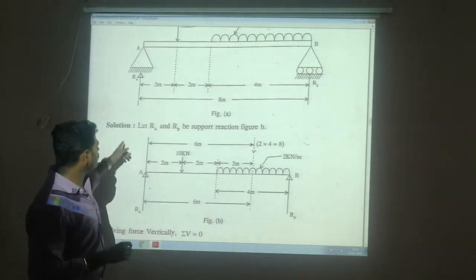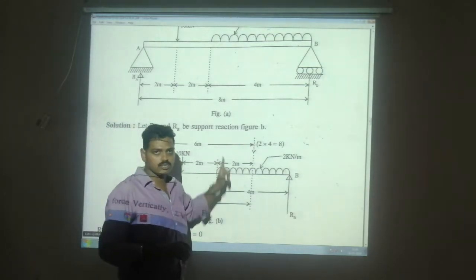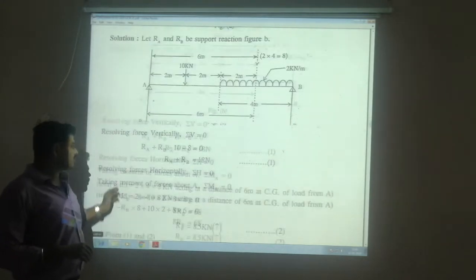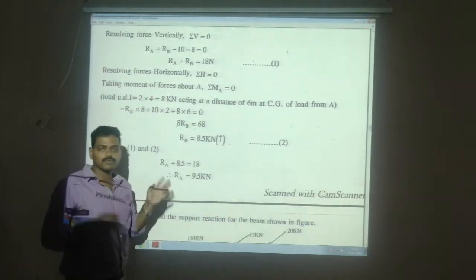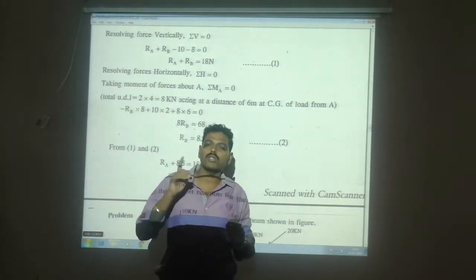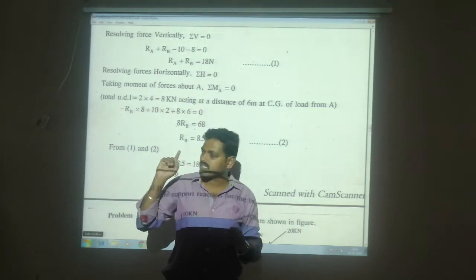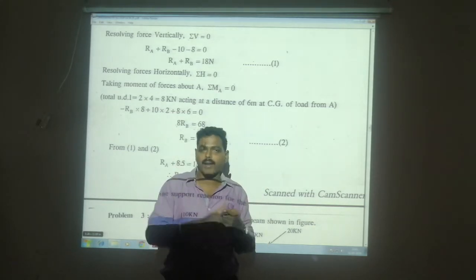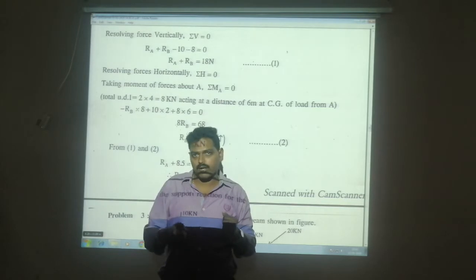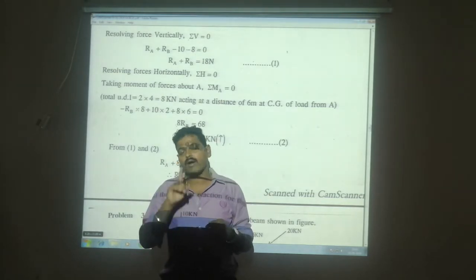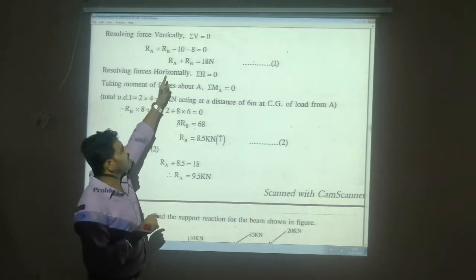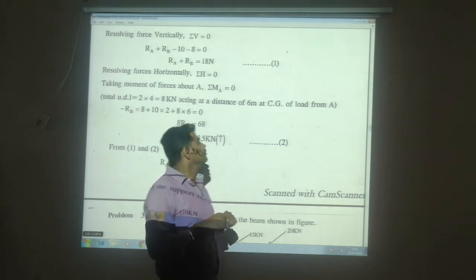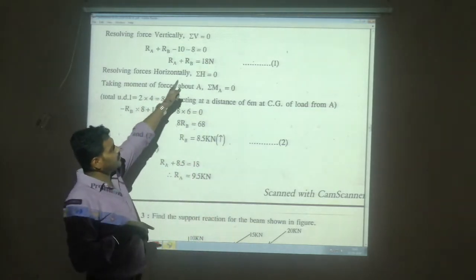Let RA and RB be the support reactions in the figure. We have to apply the equilibrium condition. Sigma Fy is equal to 0, with vertically upward as positive. RA is going up, RB is going up, 10 kilonewton is coming down, 8 kilonewton is coming down. So both are negative, RA and RB positive. RA plus RB minus 10 minus 8 is equal to 0. Then RA plus RB will be equal to 18 kilonewton.